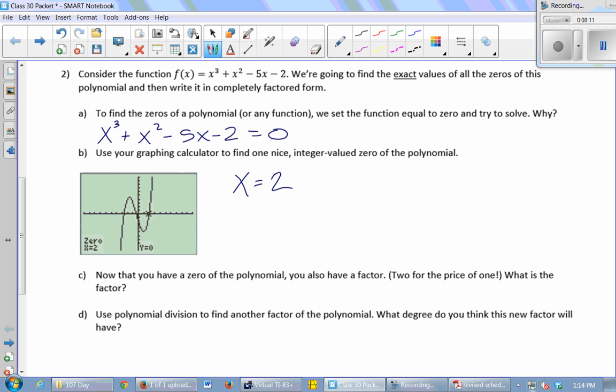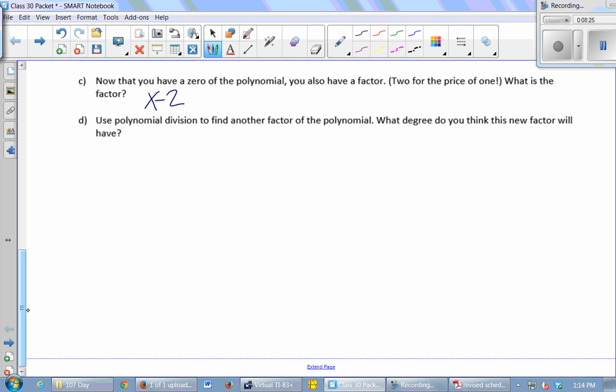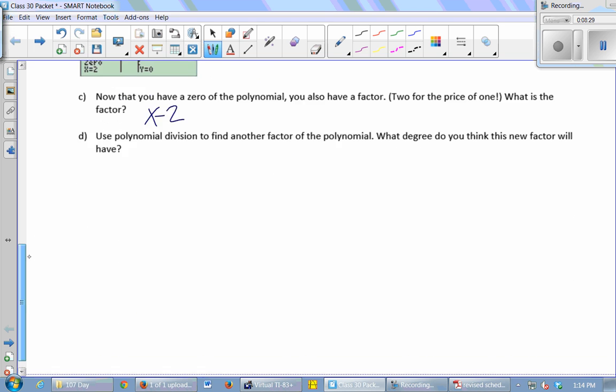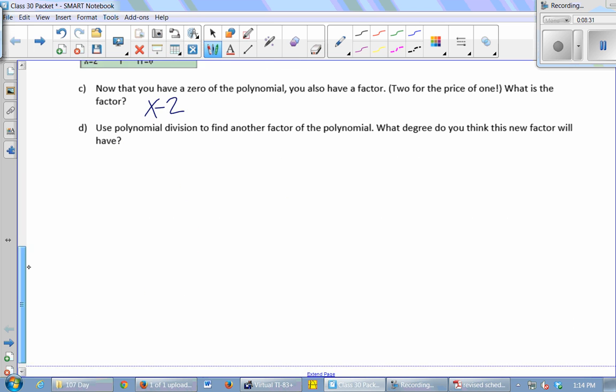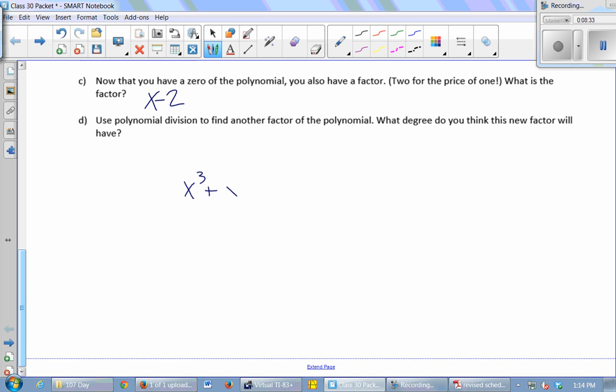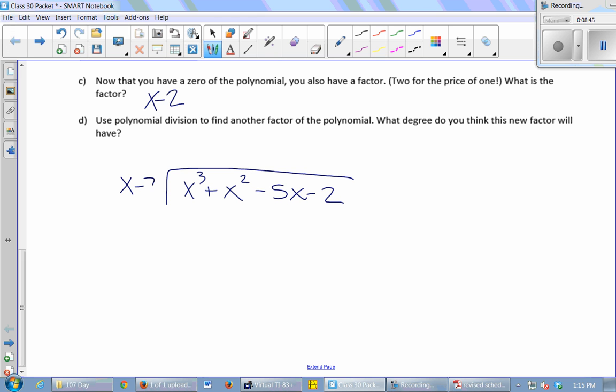So now that I have a 0 of the polynomial, I also have a factor, 2 for the price of 1, right? What's the factor? X minus 2. Okay. Now I can use polynomial division to find another factor. So I'm going to write out my polynomial, x cubed plus x squared minus 5x minus 2 divided by x minus 2.